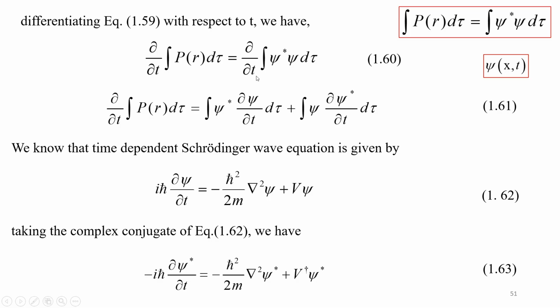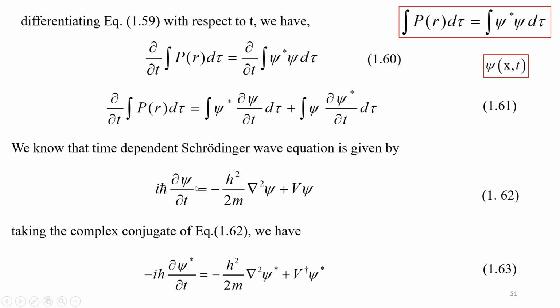Now, as I said just now, psi depends on both R comma t. We are going to differentiate the right hand side with respect to time. So keeping psi star as constant, you are going to differentiate this, plus keeping psi as constant, you are going to differentiate this. So we will have this equation 1.61. Integration psi star d psi by dt d tau plus integration psi partial d psi star by dt d tau.